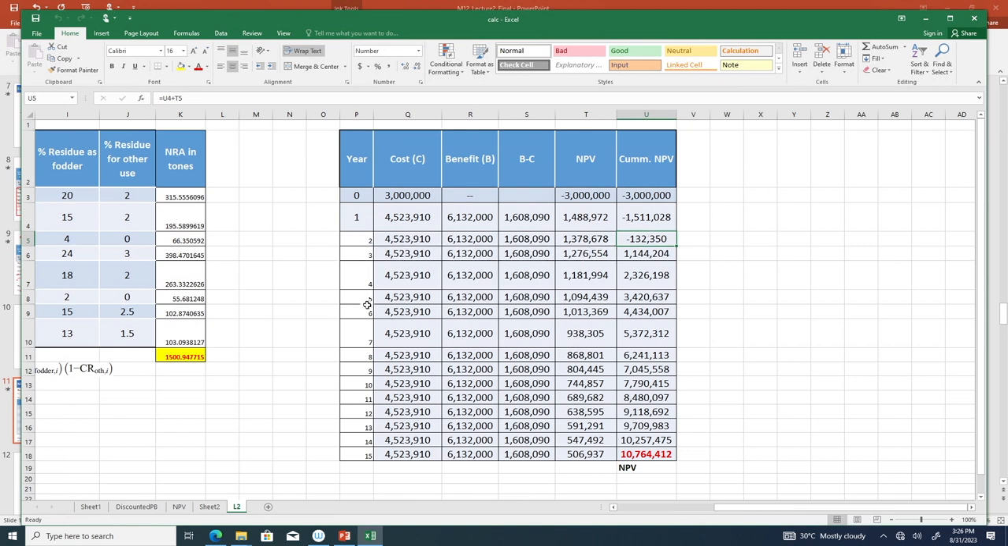Accordingly, you can do this for all the years, and you can see that N will be your year here, and if we add it, then you will get a value here. If we notice, in the second year it was a negative value for cumulative NPV, and in the third year it is positive. That means profit has started in the third year itself, right? Then you can calculate what will happen at the end of 15 years. So we are having very, very good profit, right?